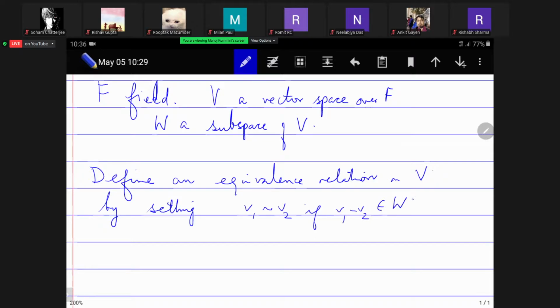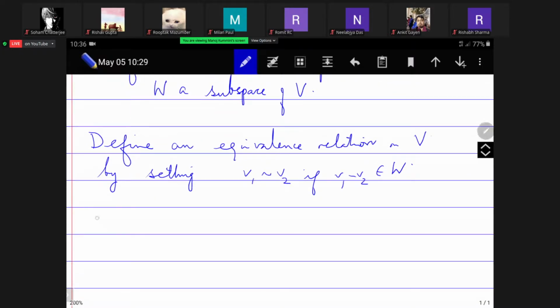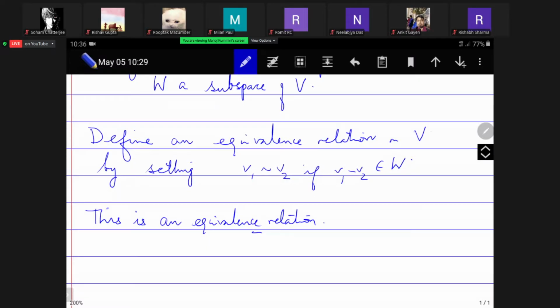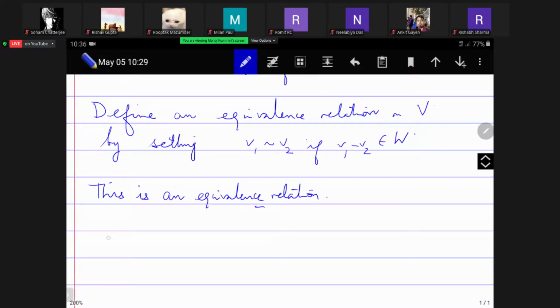So we have only defined a relation. The claim is that this is an equivalence relation. Let me observe that. We need to check three properties. First, reflexive: for all V1 inside V, V1 is related to V1, since V1 minus V1 is 0, and that is inside any subspace.